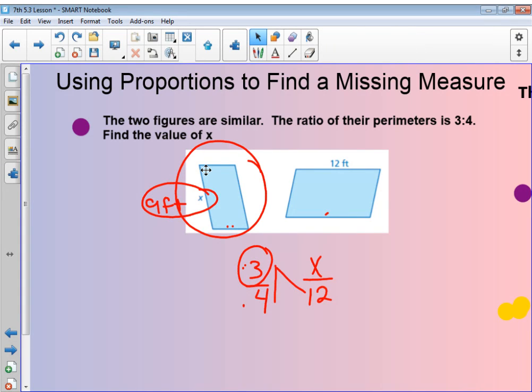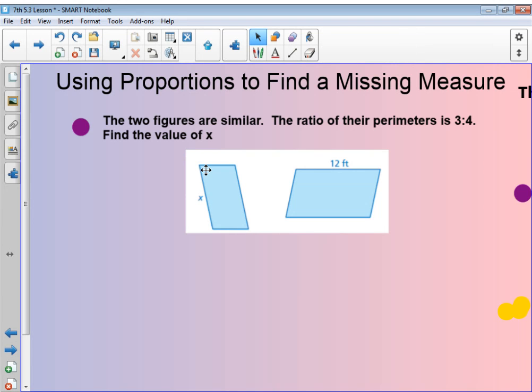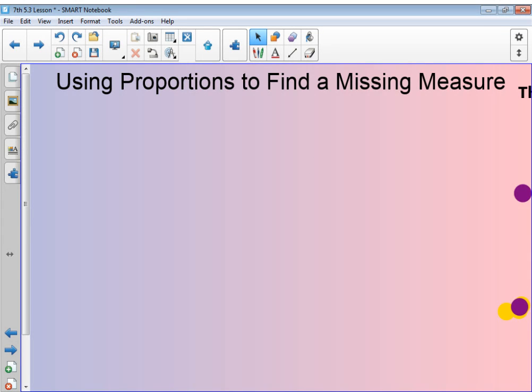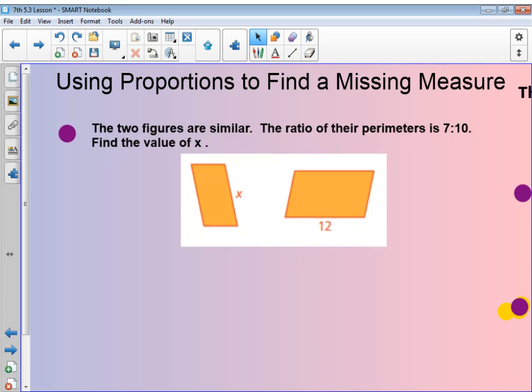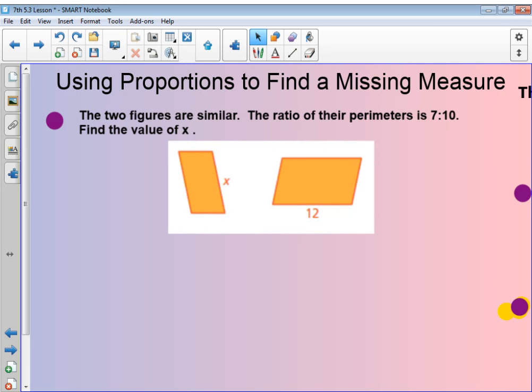Okay, so let's try another one of those. Once again, it's just another way of asking the question. When they're similar, remember they're proportional. Okay, they're similar, their ratio of the perimeters is 7 to 10. Find the value of x.